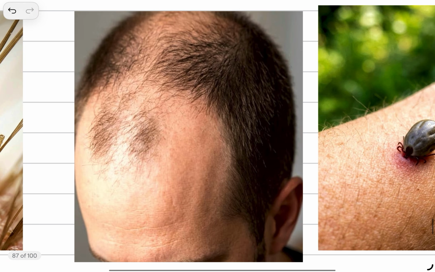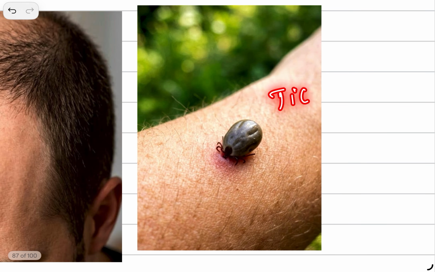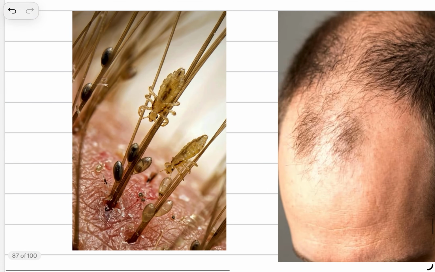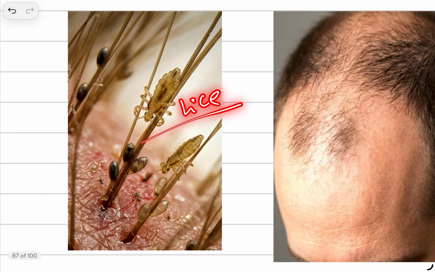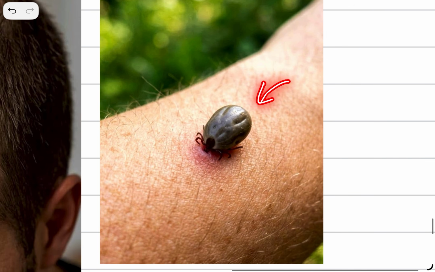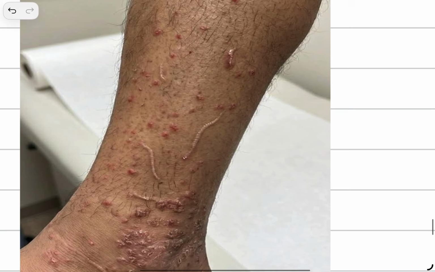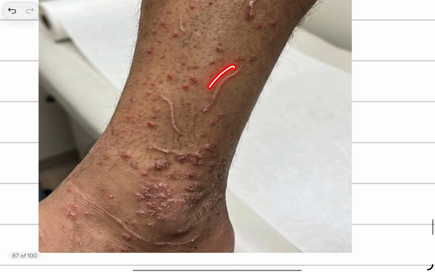Now, this is the alopecia we have discussed. Next one is ticks. See, this is ticks, don't confuse, this is lice and this one is ticks. Ticks will suck the blood. For that, what we have to do, we need to apply oil or any petroleum, so that it will get off from the skin. Clear?